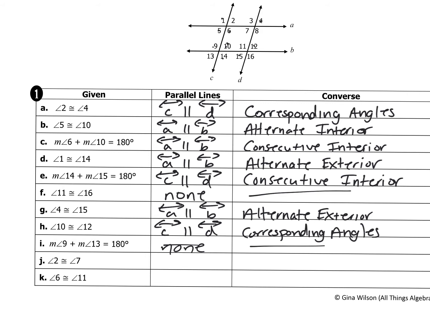Angle 2 is congruent to angle 7. Those are alternate interior angles on transversal A. So it proves that line C is parallel to line D. And those are alternate interior.